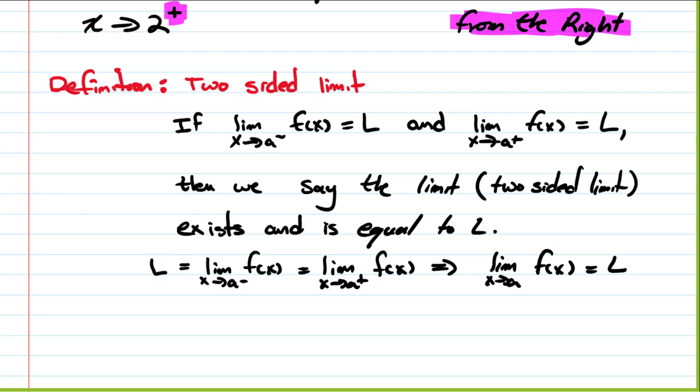So basically what this definition is telling us is that the two-sided limit exists if both the left-hand limit and the right-hand limit exist, and they are equal to the same thing. That common value that they have is the two-sided limit.